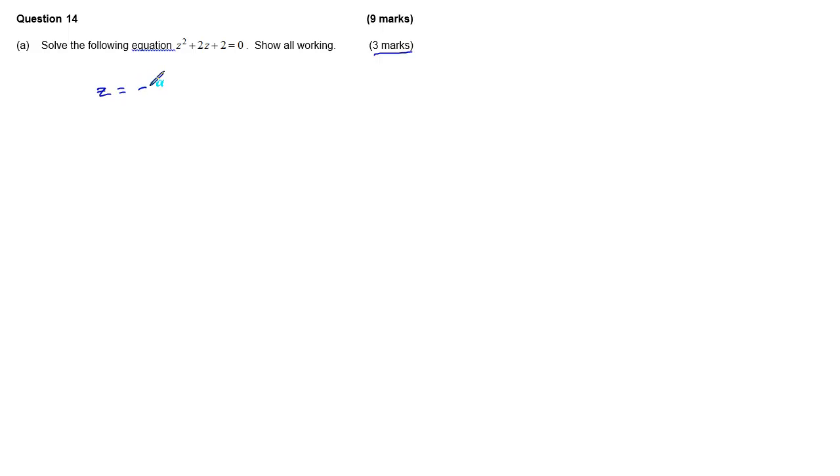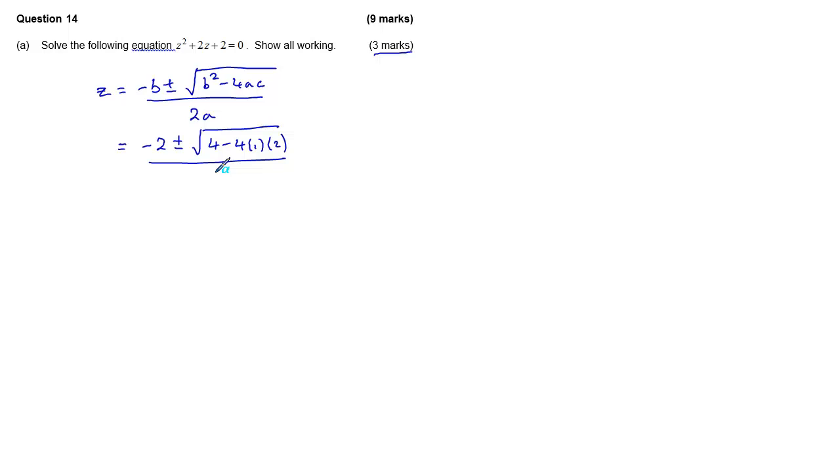So z is going to be negative b plus or minus the square root of b squared minus 4ac, all over 2a. Now here b is 2, so that's going to be negative 2 plus or minus the square root of, so that's going to be 4, take away 4 lots of 1 times 2, all over 2 times 1.